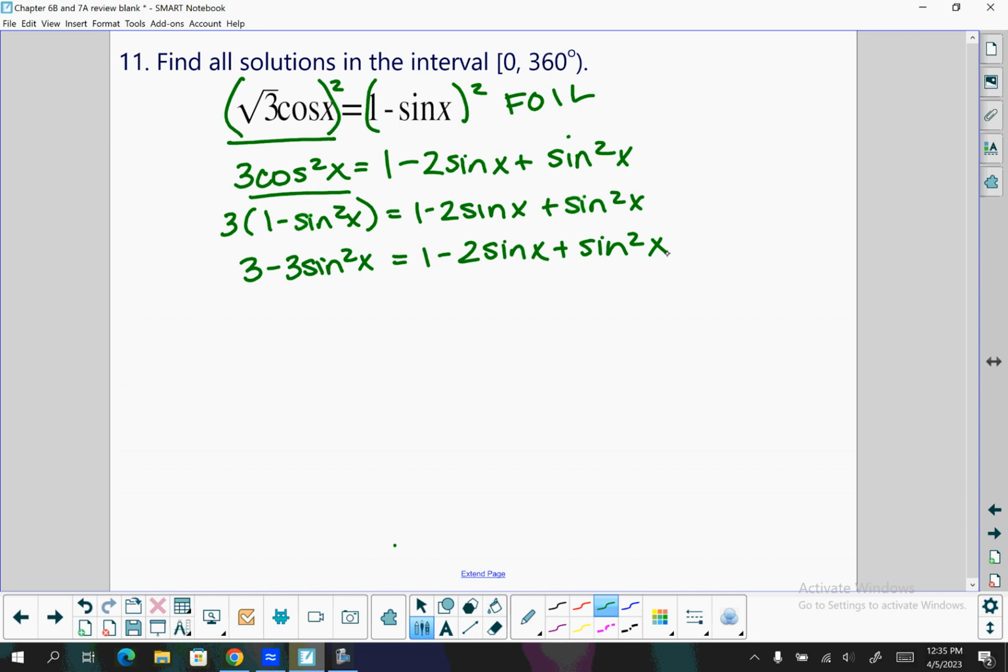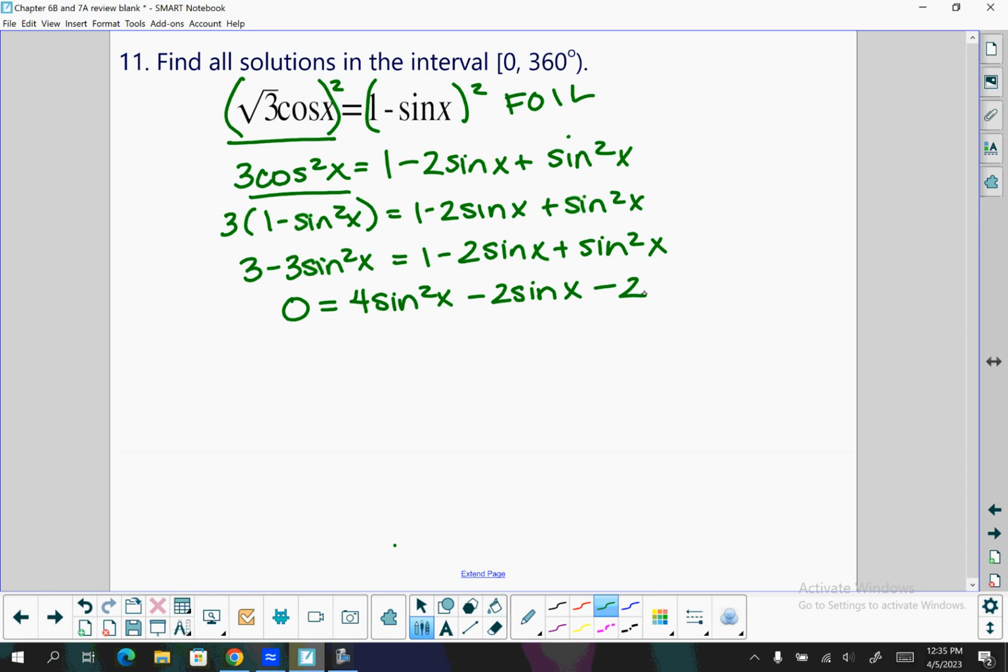Then I want to get it all equal to 0. I want my squared term to be positive, so I'm going to move everything over to the right. So that'll be 0 equals sine squared and 3 sine squared are going to give me a 4 sine squared. Then I'm going to have a negative 2 sine. And then I'm going to have 1 minus 3, which is going to give me a minus 2.